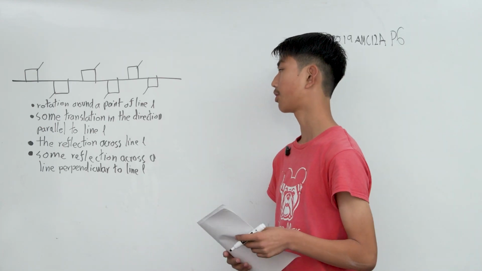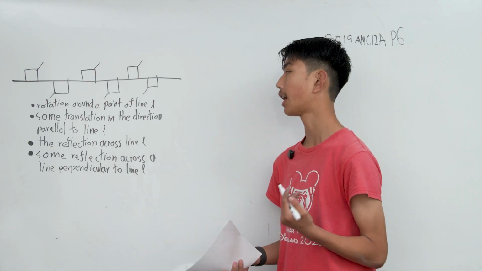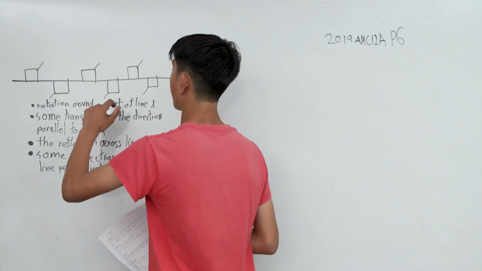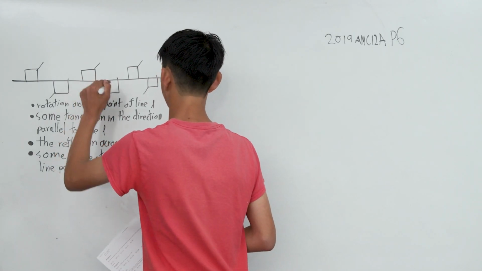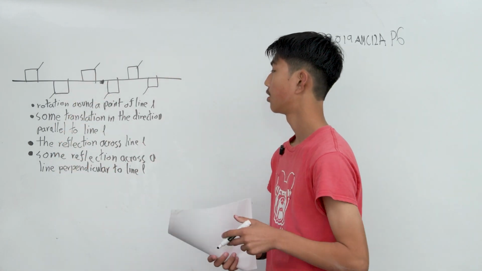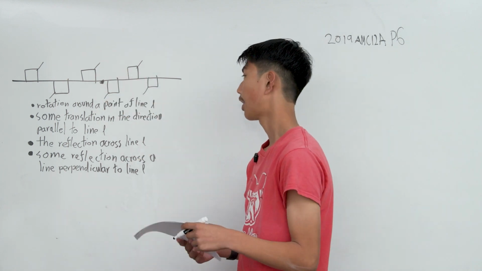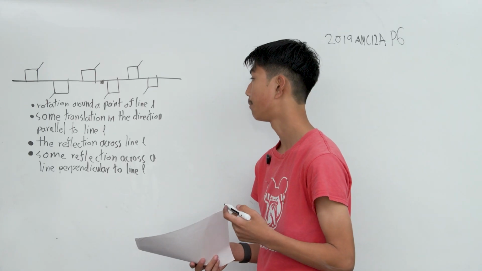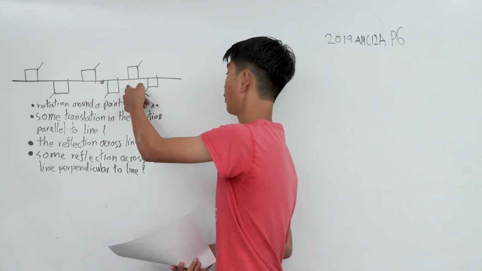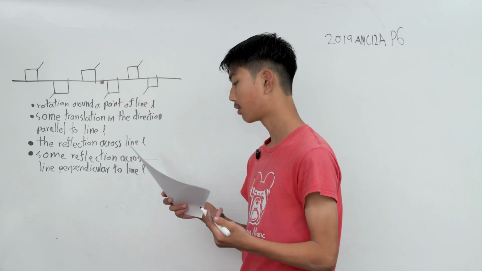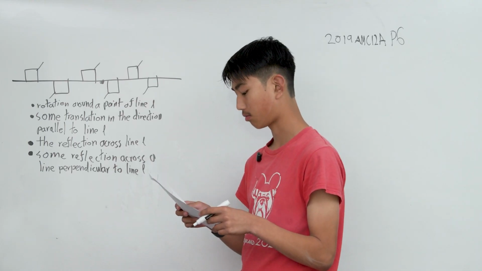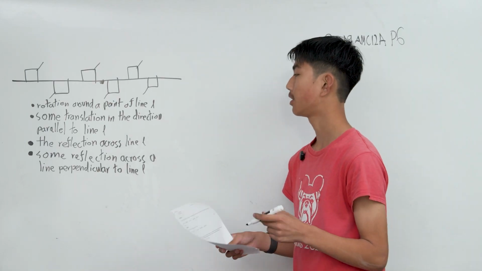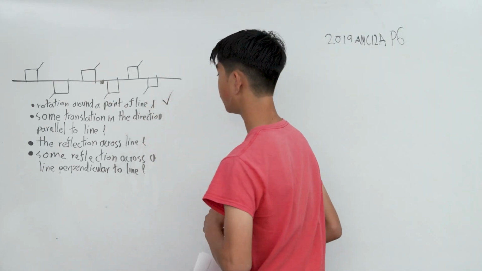If we do a rotation around a point of line L, about like right here, say in between these two squares, or these two figures, and rotate it 180 degrees, then these two squares would map onto itself, assuming it's literally the same measurement, so it would indeed map onto itself, so this one is correct.